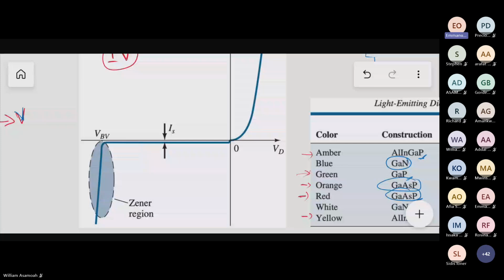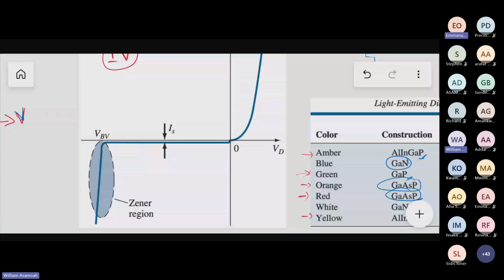Emmanuel, yes. Meaning a diode hardly gets destroyed when it's connected in forward bias? Exactly. If you connect a diode in forward bias, it hardly gets destroyed. But it also has a voltage rating, so you make sure that you do not exceed its voltage rating.